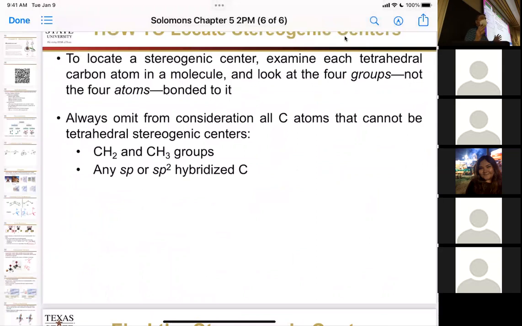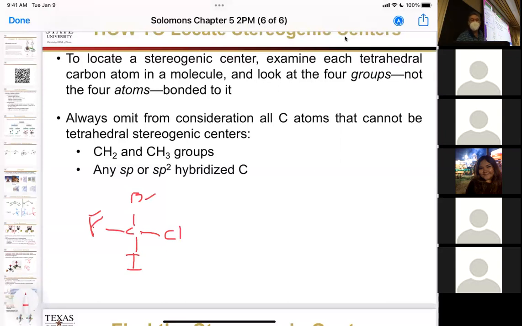Always look at sp3 hybridized carbons. There must be four things bonded to it. They must have four different things bonded to it. So if you see a CH3, a CH2, ignore it. There's no way it can be a stereo center. Now you have to make sure that everything is different though. So for example, if we do C, Br, Cl, I, and F, we know immediately that that carbon is chiral because we have four obviously different groups on it.